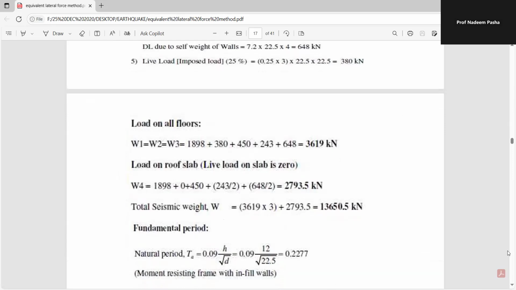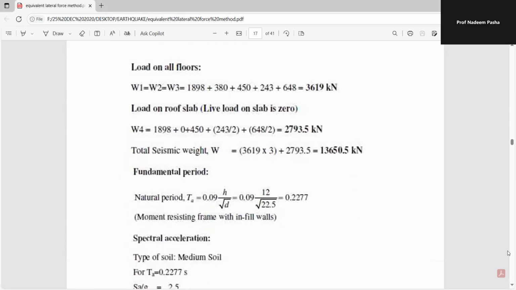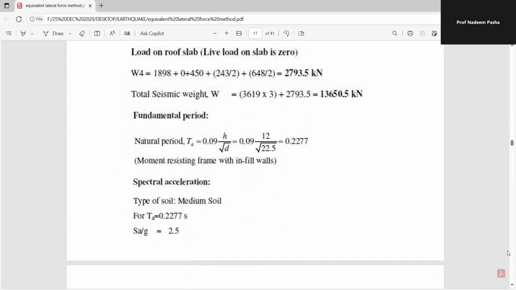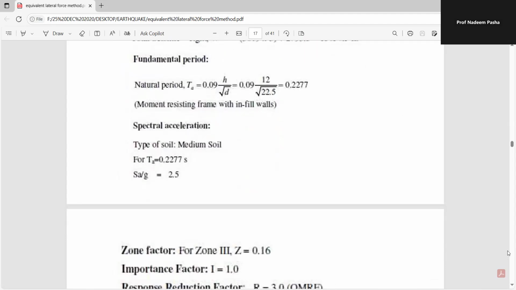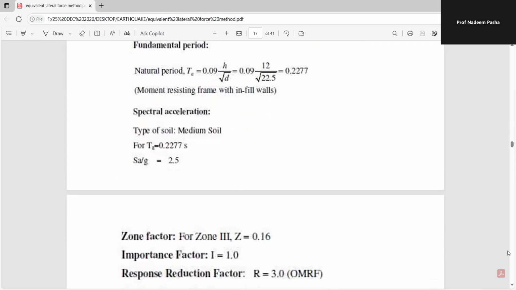So it comes out to be 13650.5 kilonewton. Now the fundamental period, natural period T is equal to 0.09 h by root d, equal to 0.09 into 12 divided by root of 22.5. So it comes out to be 0.227. So moment resisting frame with infill walls. Now the spectral acceleration: the type of soil, we are assuming the soil to be medium soil. For TA equal to 0.227, SA by G is equal to 2.5.